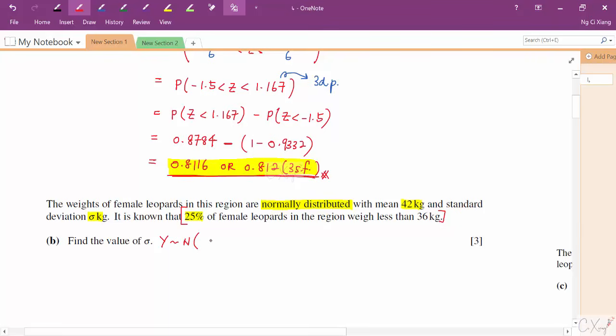Okay, so it is normally distributed also, which is 42 with the sigma squared. So from this sentence, 25% of the female leopards weigh less than 36. If I try to translate into a simple form, I'm having Y, which is the weight of the female leopards, less than 36 kilogram. The probability is equal to 0.25.